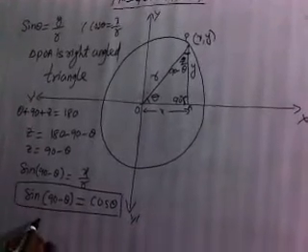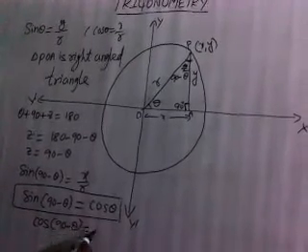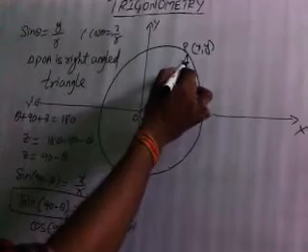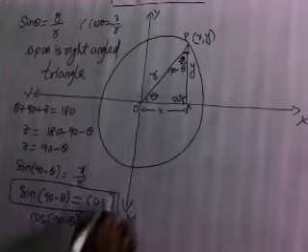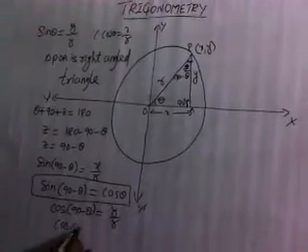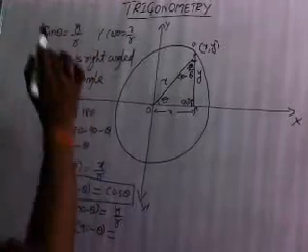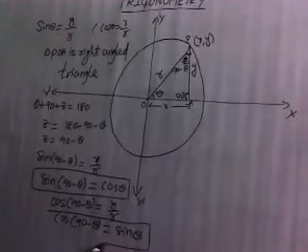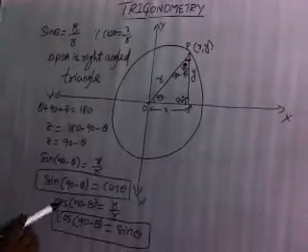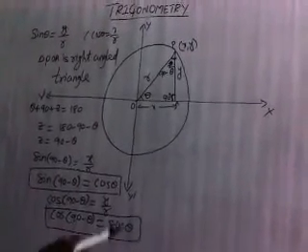Similarly, cos 90 minus theta is equal to, considering this angle, cos means adjacent side to this angle. The adjacent side is y by hypotenuse, which is r, so y by r. But what is y by r? Y by r means sin theta. So cos 90 minus theta is sin theta. So this is what we got: sin 90 minus theta is equal to cos theta, and cos 90 minus theta is equal to sin theta.